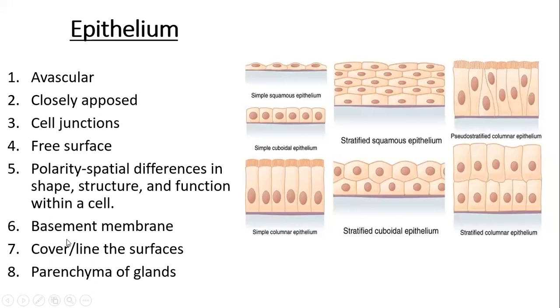Another feature of an epithelium is the presence of a basement membrane, whose histological features shall be covered in detail in the next lecture. And the last two points refer to the function of the epithelium. That is, epithelial cells either line or cover the different surfaces of the body, or they form part of the parenchyma of the glands. Parenchyma is the structural functional unit of a gland. So these are the different properties a medical student must know about an epithelium.